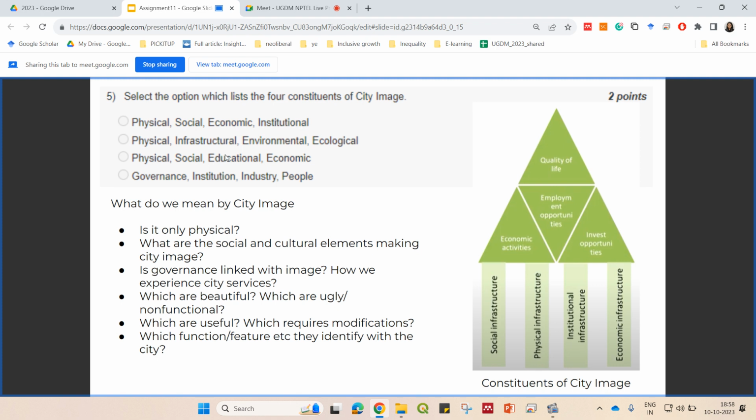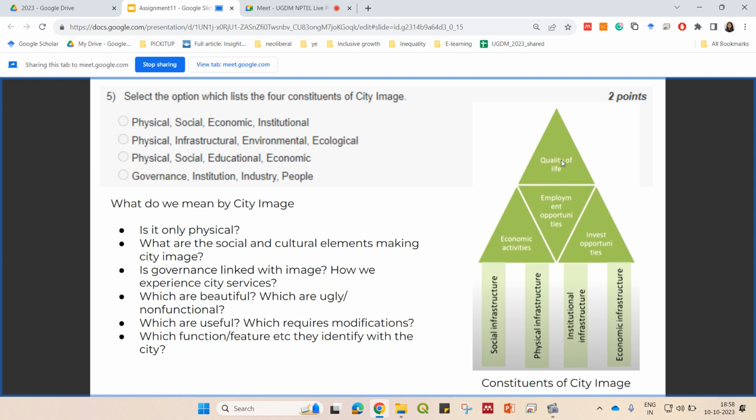So you can see from this also whether only the four constituents are mentioned in the options, or several subsets like industry, people, etc. are also mentioned. Based on that, you can go back to this diagram also. You can see the four components: social, physical, institutional, and economic. Here it is written infrastructure, because based on each component, there is infrastructure also associated.